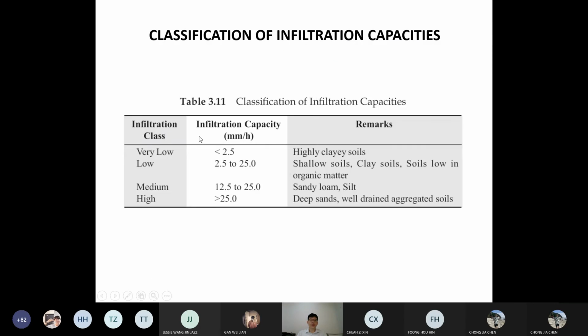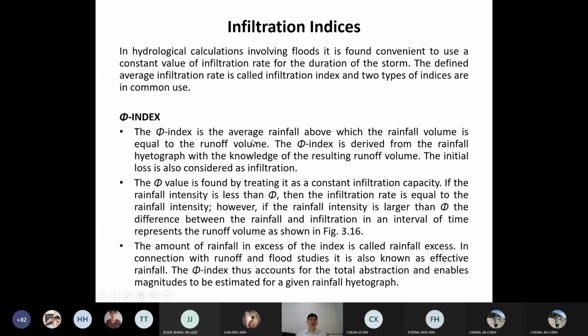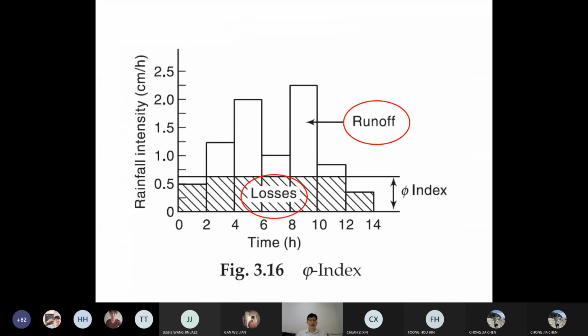So these are some values, like the classification of infiltration capacity. Sometimes we don't want to use the calculation, so we can use this simple one. If we know it is sand or that condition, it is a low infiltration class, and then we know this is 2.5 to 25 mm per hour. These are the infiltration indices, and we have the graph as well.